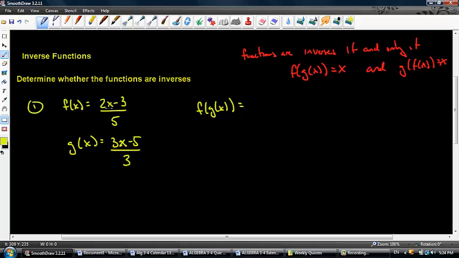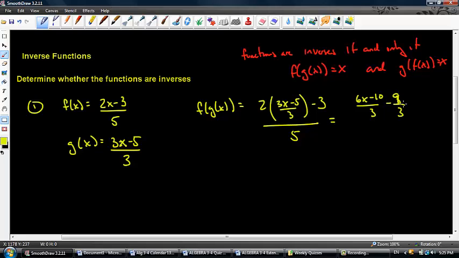F of g of x, well, g of x is going to get plugged into f of x, so that is 2 times (3x minus 5 over 3) minus 3 over 5. That's kind of ugly, but all I did was take 3x minus 5 over 3 and plug it into the x right there. And I have a funny feeling about this problem. That's going to give me (6x minus 10) over 3 minus 3. So let's go ahead and get our common denominator here. This is 9 over 3, so that is (6x minus 19) over 3. No, these are not inverses of each other.